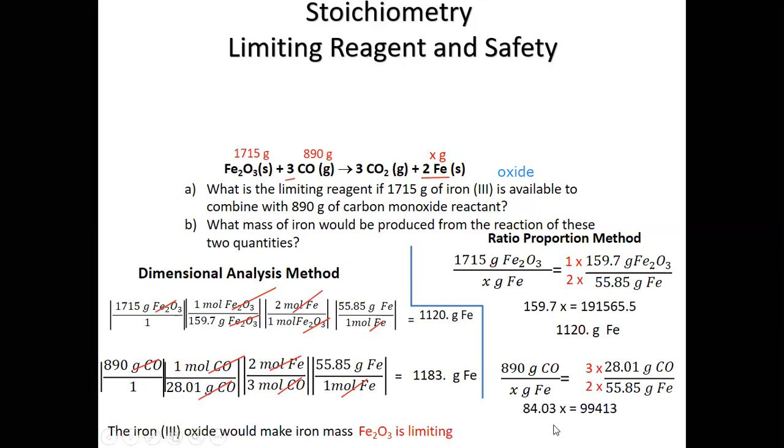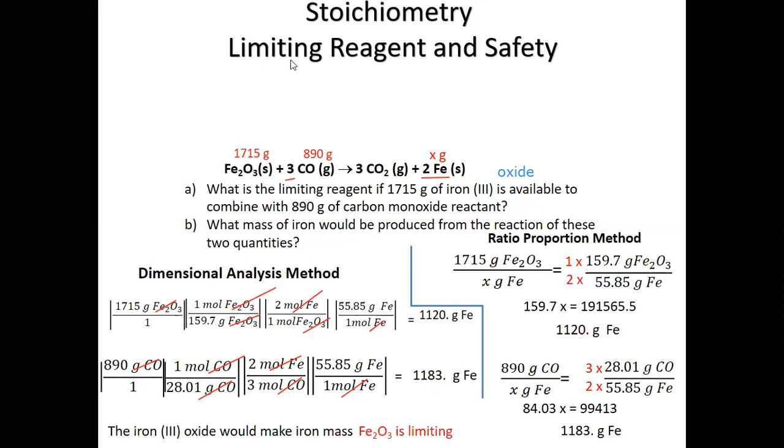3 times 28.01 times x. We get this form of equation. Divide each side by 84.03. Bada bing, 1,183 grams of iron.